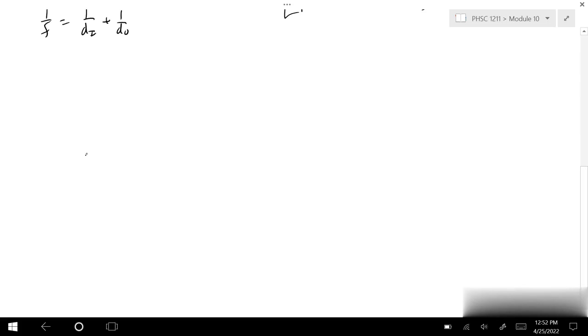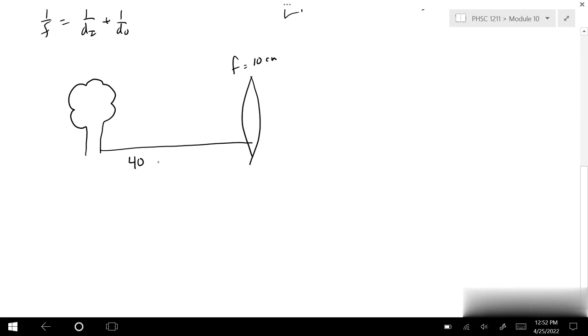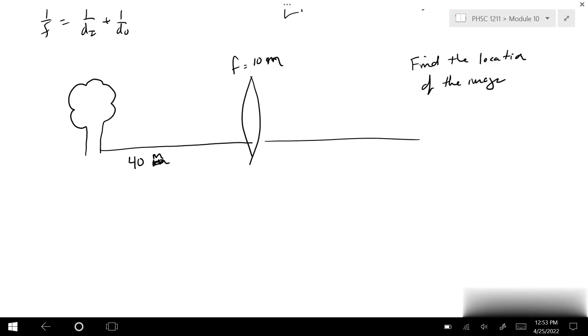Let's look at these equations. First, I put a tree here and I want a converging lens with a focal length of 10 centimeters, and I'm going to put the tree 40 centimeters away. Well, let's change these to meters, so it's a little bit more realistic. I want to find the location of the image. So I have a lens with a focal length of 10 centimeters, and a tree that's 40 meters away.